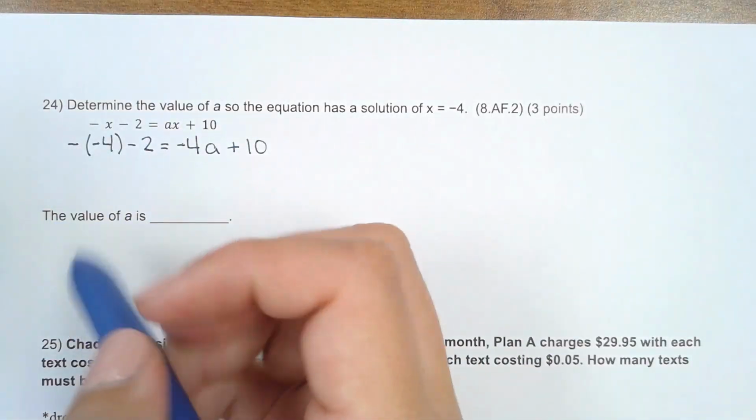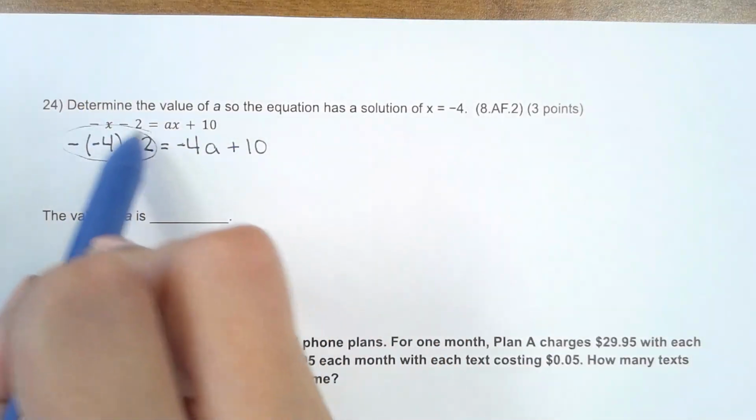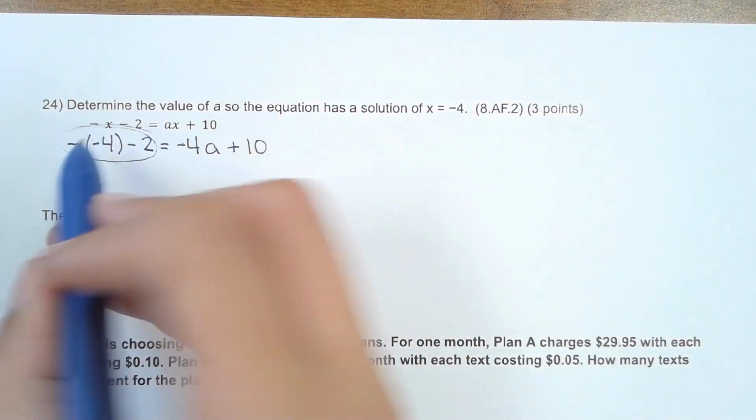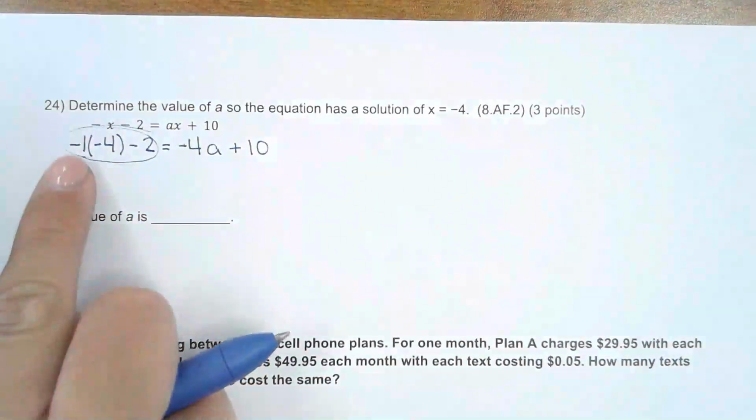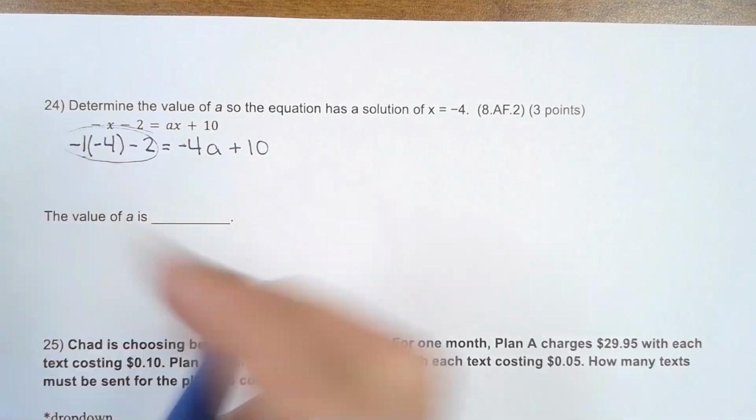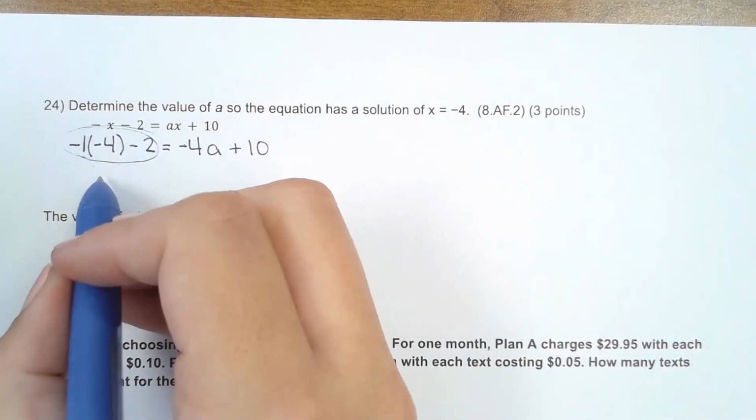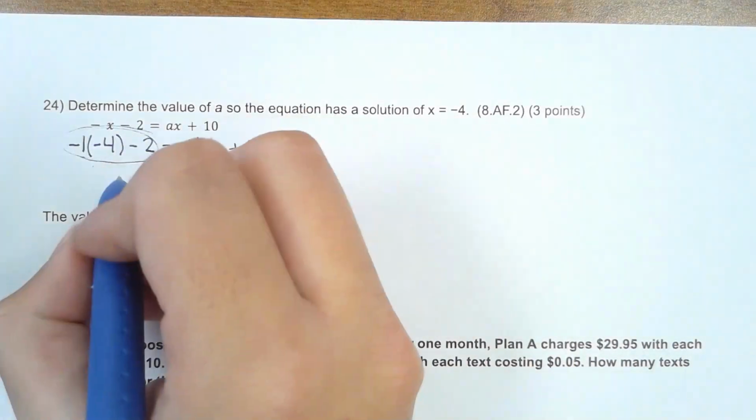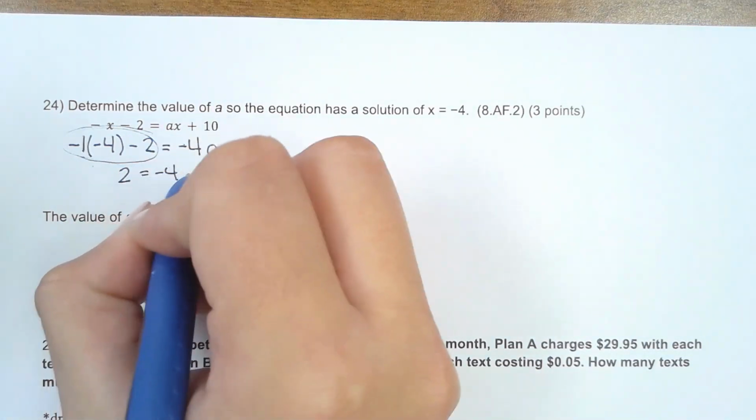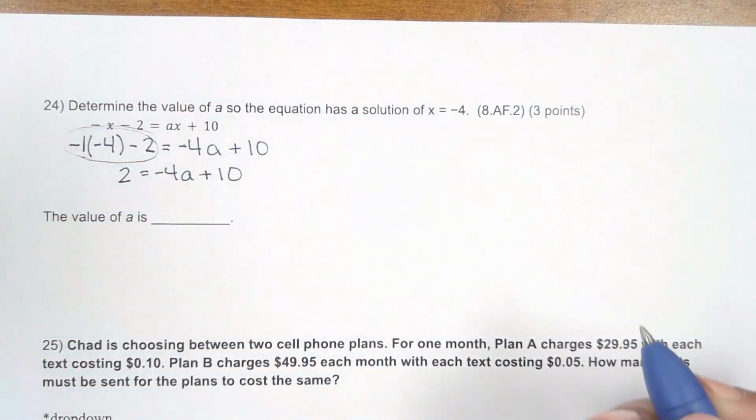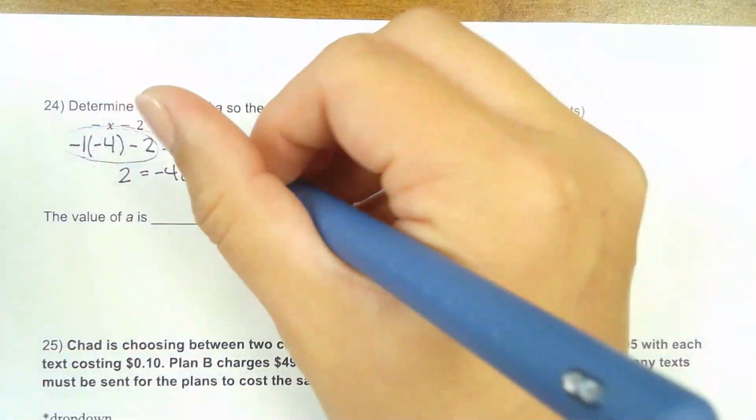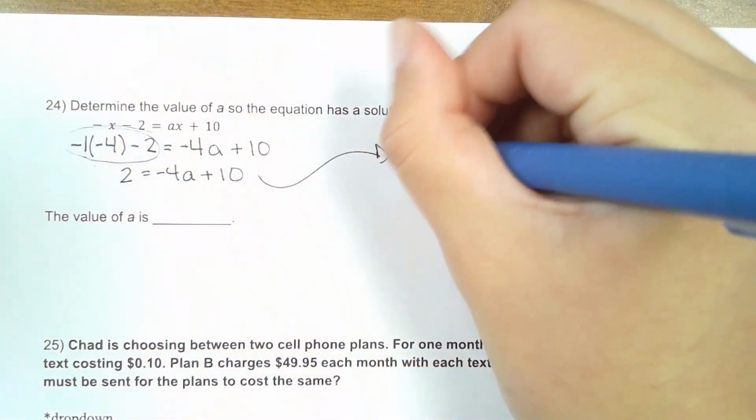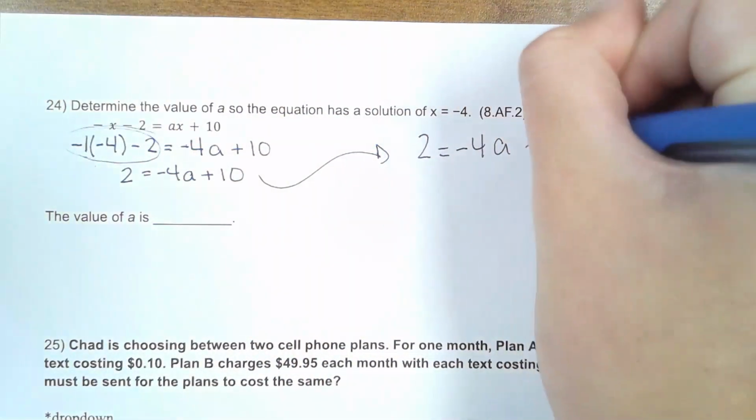All right, so next thing that we need to do is just simplify this left side of our equation. So think of this as like a -1. So we're taking a -1 times a -4, which is a +4. And then 4 minus 2 would just give us 2. All right, so now this is just a basic two-step equation. So I'm going to move it over here so I have some room to show my work.